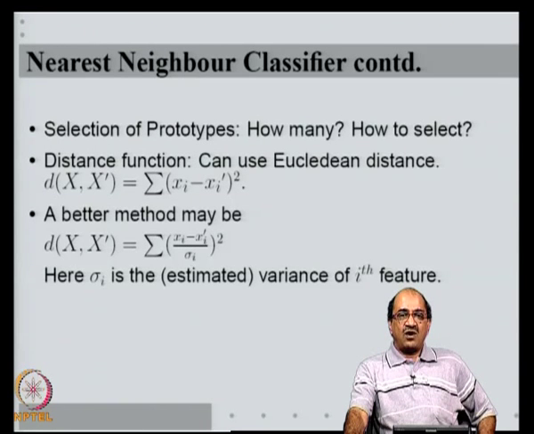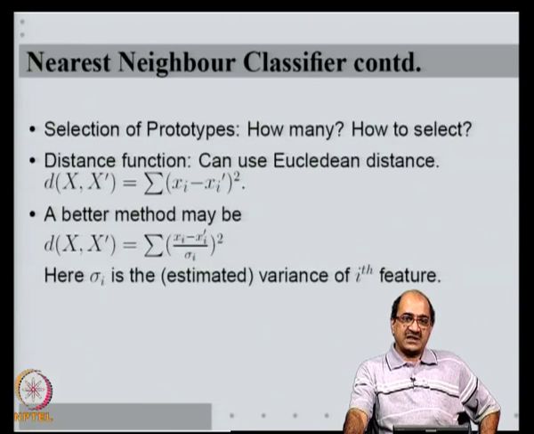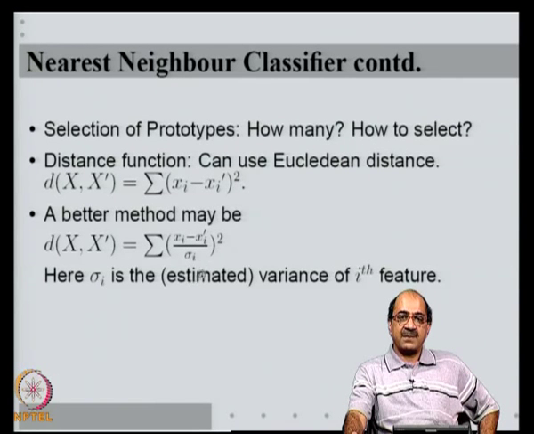So, we can always normalize with respect to variation of individual feature values. So, I can choose a distance function where the ith term in the Euclidean distance is weighted by 1 by sigma_i, where sigma_i is the estimated variance of the ith feature. Given all the examples, I can find the estimated variance of the ith feature and I can use that, so that I understand a difference between x_i and x_i prime relative to its standard deviation.